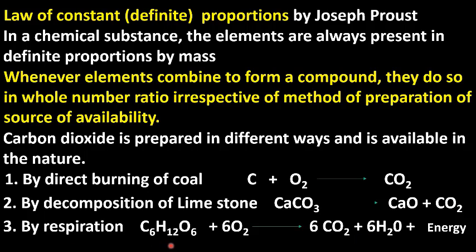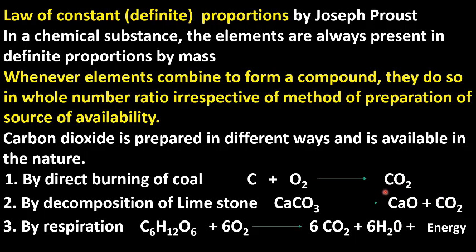By respiration. What is respiration? Inhalation and exhalation of air. During this process, whatever food we take converts finally into glucose, and the glucose formula is C6H12O6. The glucose in the blood combines with oxygen in the lungs during respiration and forms carbon dioxide and water, and we get energy. And this energy is used for our different activities.